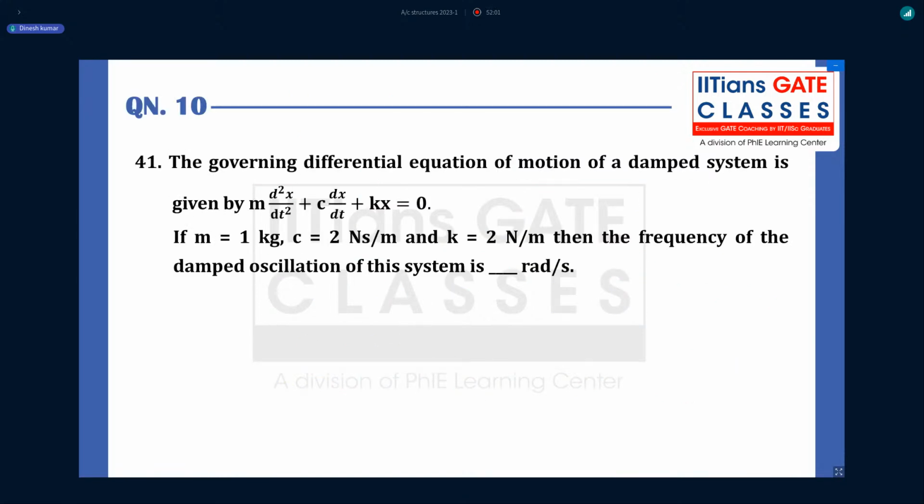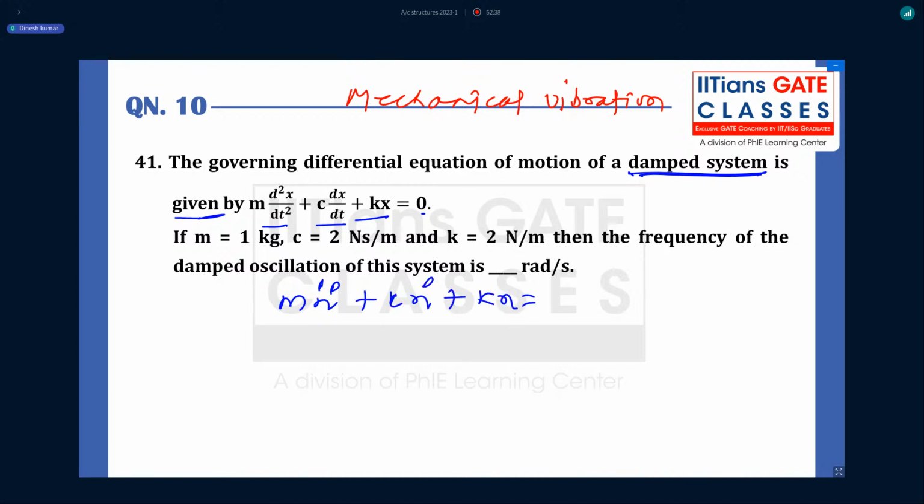So let's move to the next question, what it says. This next question is from mechanical vibration, from the topic damped free vibration. What is given? The governing differential equation for the damped system is d square x by dt square plus c dx by dt plus kx equal to 0. That is nothing but m x double dot plus c x dot plus kx equal to 0.